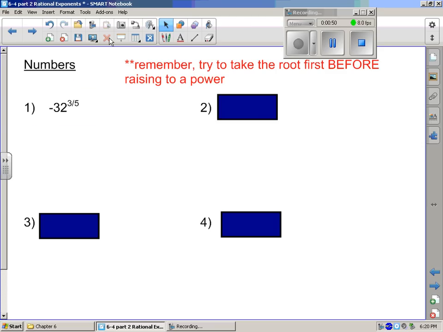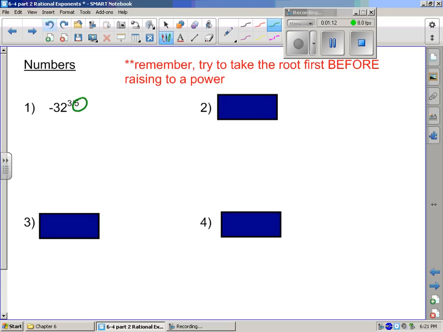Okay, now here we have fractional exponents. Remember to try to take the root first before raising to a power. Try to make it smaller before you have to make it bigger again. So our root is 5. Let's try that again. Our root is 5. So I want to take the fifth root.